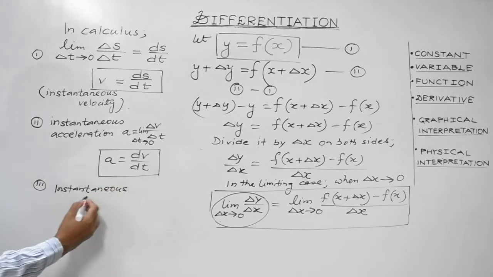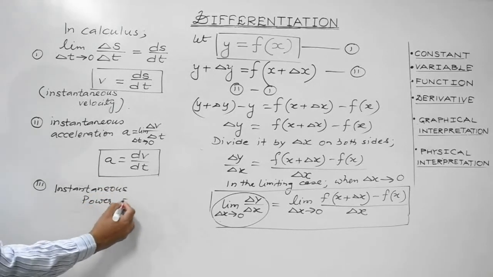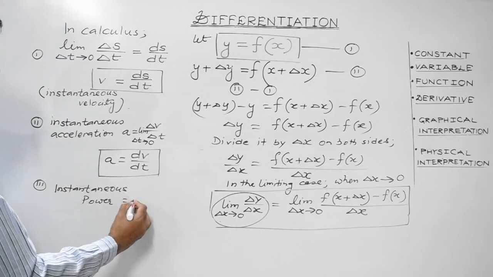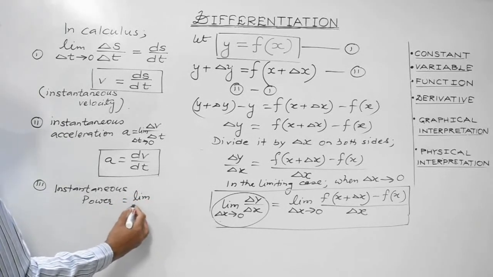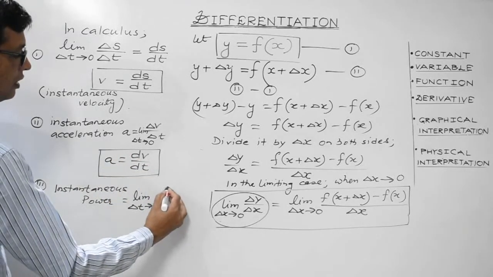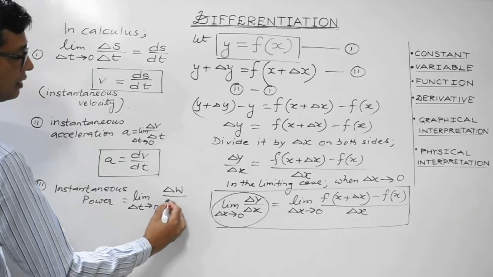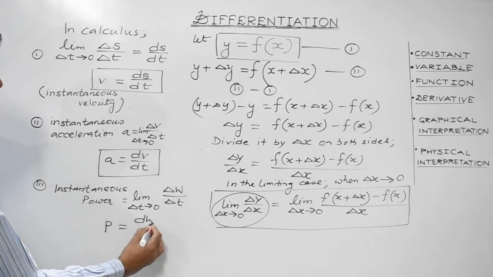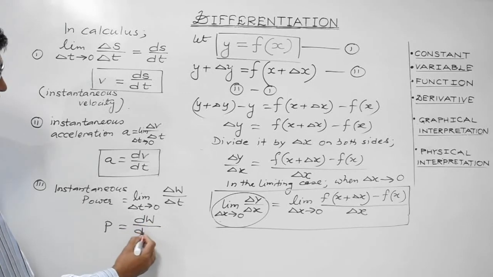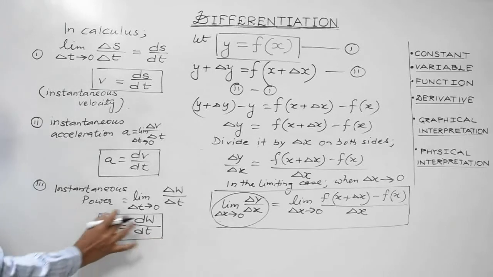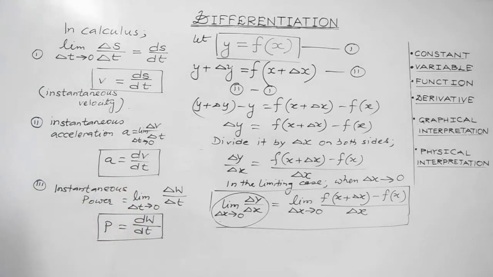Instantaneous power. Rate of doing work, that's power. So it can be written as limit del t approaches 0 for very small change in the time, del w divided by del t. So instantaneous power may be written as differential coefficient of work with respect to time. So this is instantaneous power.